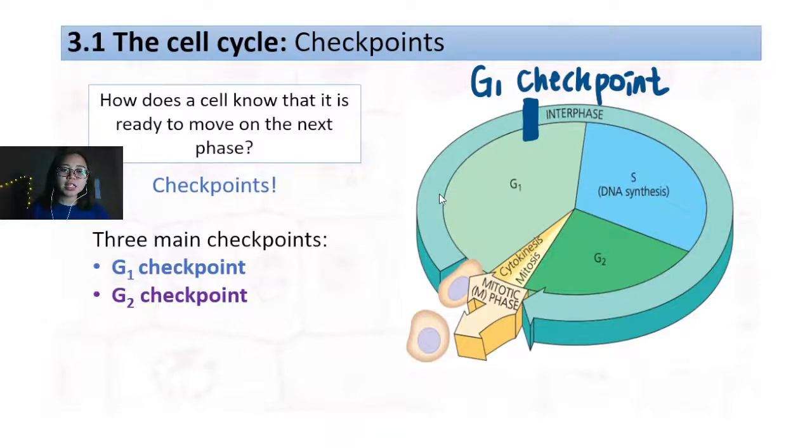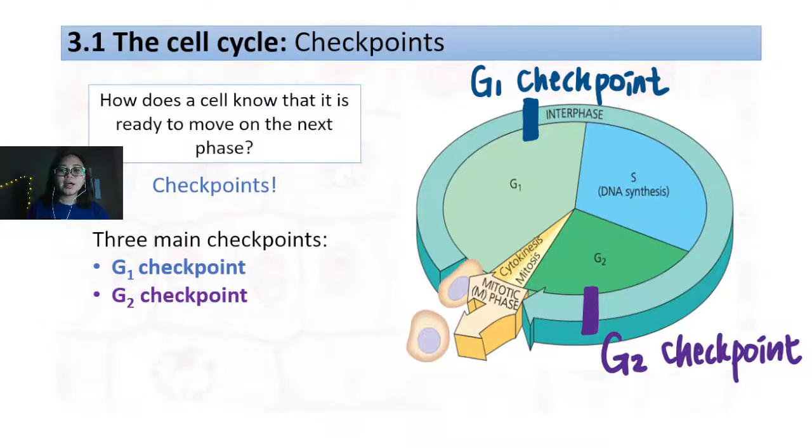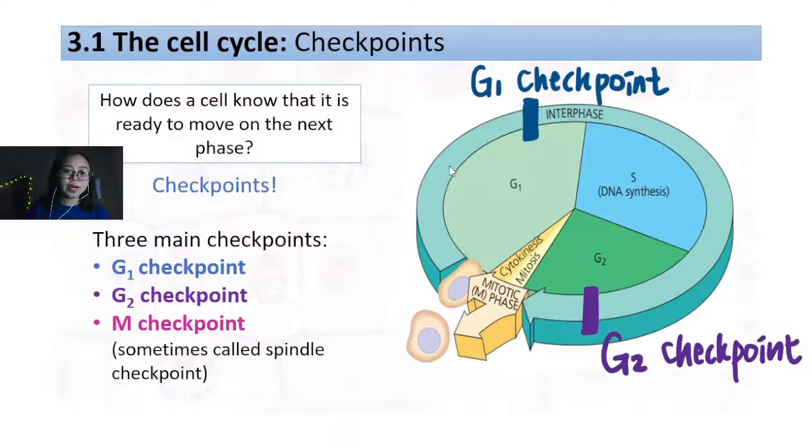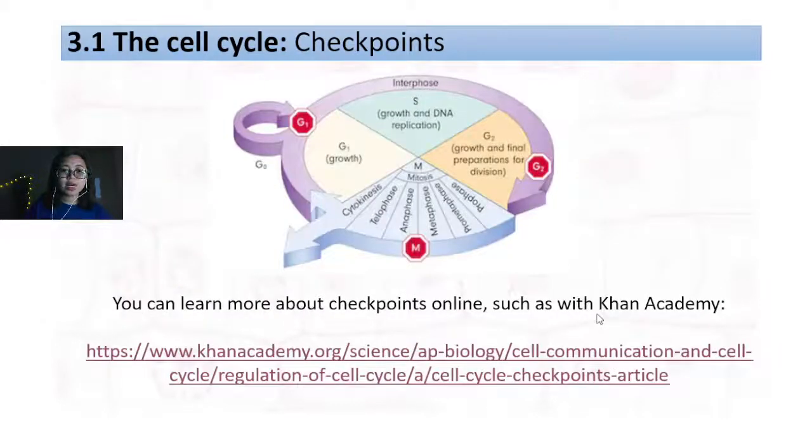The second checkpoint we will talk about is the G2 checkpoint. G2 checkpoint is somewhere here. I think this one, it checks more or less the same things. Dia tengok sel itu cukup keperluan dia ke tidak. And the third one is the M checkpoint, also sometimes called the spindle checkpoint, which is in the middle of mitosis. So this is to make sure that it is ready to complete mitosis with no problems.